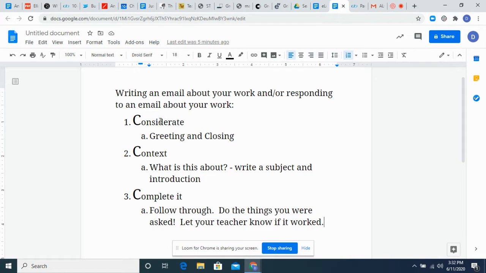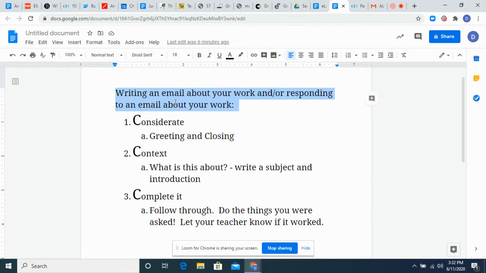Hi. So today we're going to be talking about how do you write an email about your work during e-learning and respond to an email about your work. So this is going to work for both writing email to your teacher and also responding to feedback from your teacher. So I like to call it the three C's.